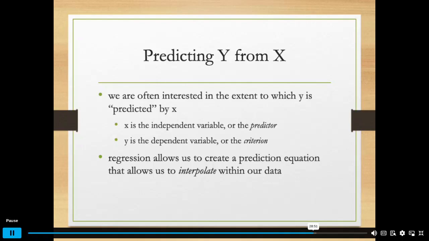Interpolation refers to our ability to predict a variable based on other variables around it. Extrapolation, on the other hand, involves predicting a dependent variable for a value that falls outside the range of x values for which you have data.